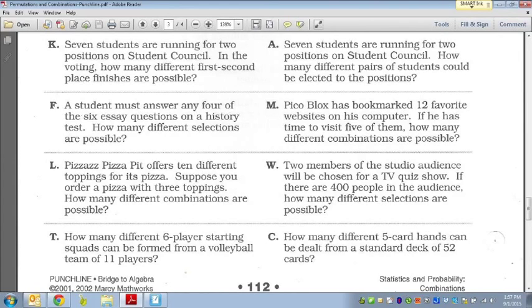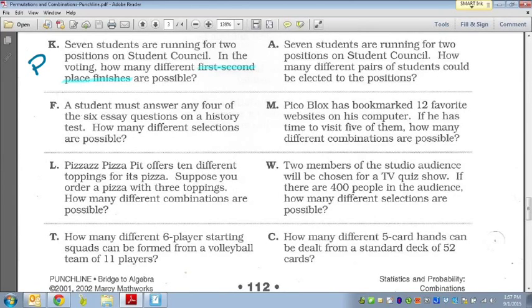So let's look at letter K first. 7 students are running for 2 positions on student council. In the voting, how many different first, second place finishes are possible? Okay, so the big clue here is "how many different first, second place finishes." So it wants a specific kind of finish, right? It wants to know first, second place, and that seems to be where the order is important. And remember, if the order is important, that means we have a permutation to deal with.